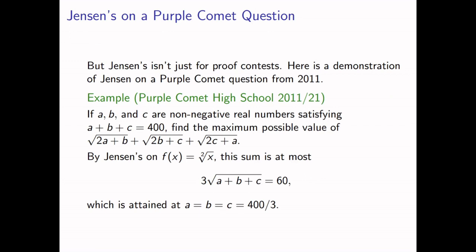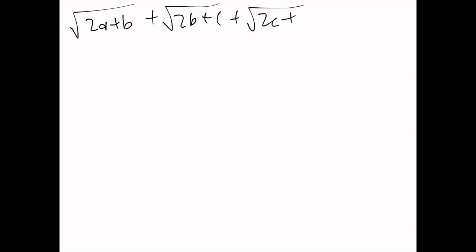So we can apply this to computational things as well. For instance, the Purple Comet competition is an online competition. We have that if A, B, and C are non-negative real numbers satisfying A plus B plus C is equal to 400, find the maximum possible value of all of this. So, I'm going to go to the blank slide. We have the square root of 2A plus B, plus the square root of 2B plus C, plus the square root of 2C plus A.